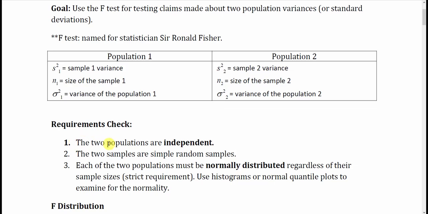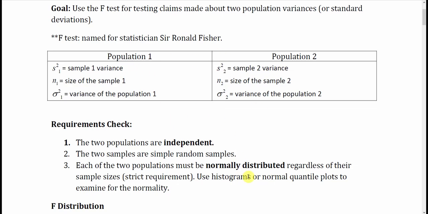The first one is that the two populations are independent. Independent means that when I pick data for sample 1, it doesn't affect how I choose the data for sample 2. Then the two samples must be simple random samples, and each of the two populations must be normally distributed regardless of their sample size. This is a strict requirement, so I don't care what the sample size N1 or N2 is.